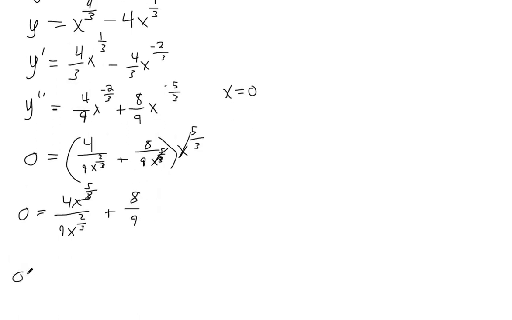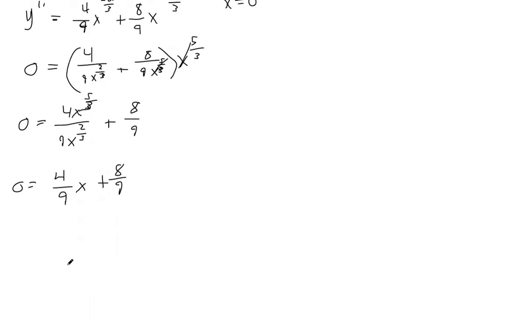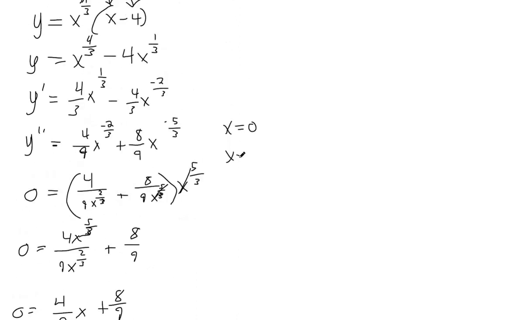And then if you simplify over here, x to the 5/3 divided by x to the 2/3, the powers subtract to make x to the first. So this is 4/9 x plus 8/9. 5/3 minus 2/3 makes 3/3, in other words, just x to the first power, positive power, so it stays up. And then if you solve that equation, subtract that 8/9 from both sides. Multiply both sides by 9. Then divide both sides by 4. So we got another potential inflection point at x equals negative 2.